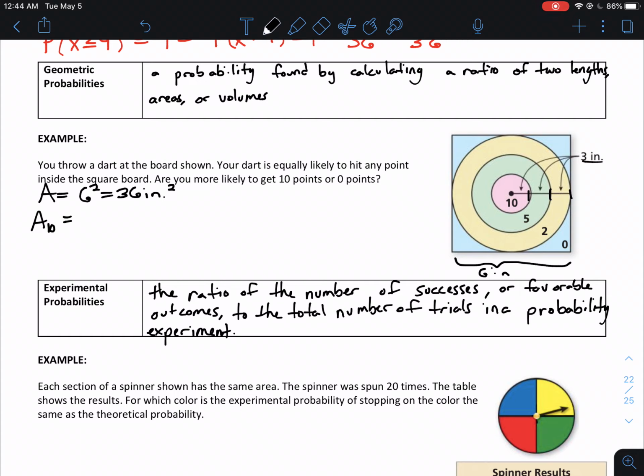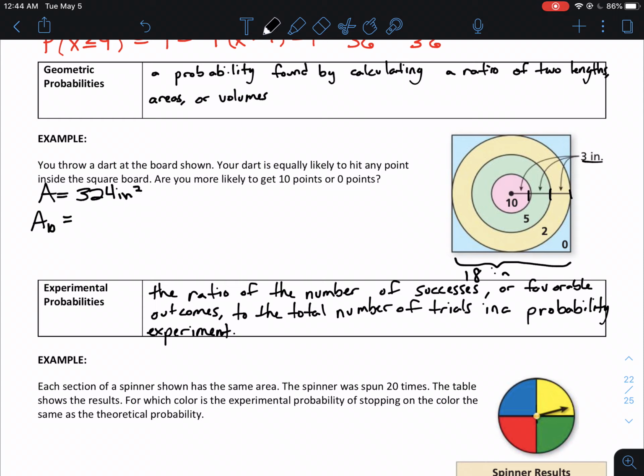So actually, let's go back. I think I was a little mistaken there. If those are each 3 inches, then that's 9 inches going across. That means this really should have been 18 inches total. And if you take 18 squared, that should have been 324 as your total area for the square. So let's get that fixed. I just noticed that. If you already caught me on that one, nice job.